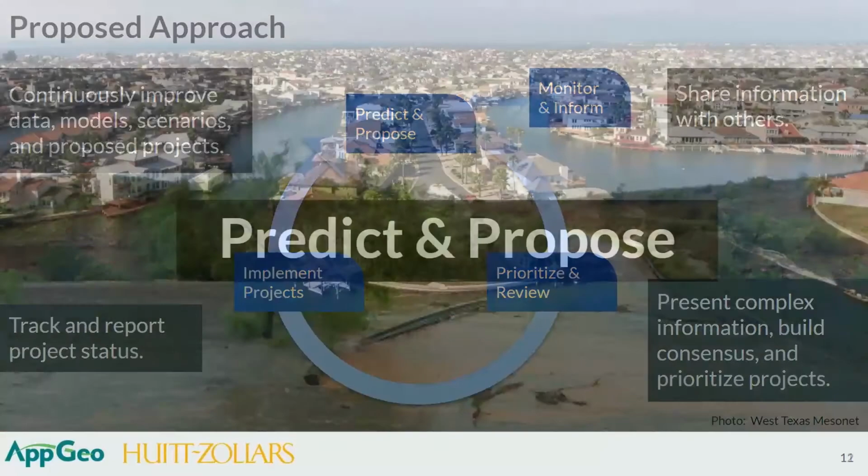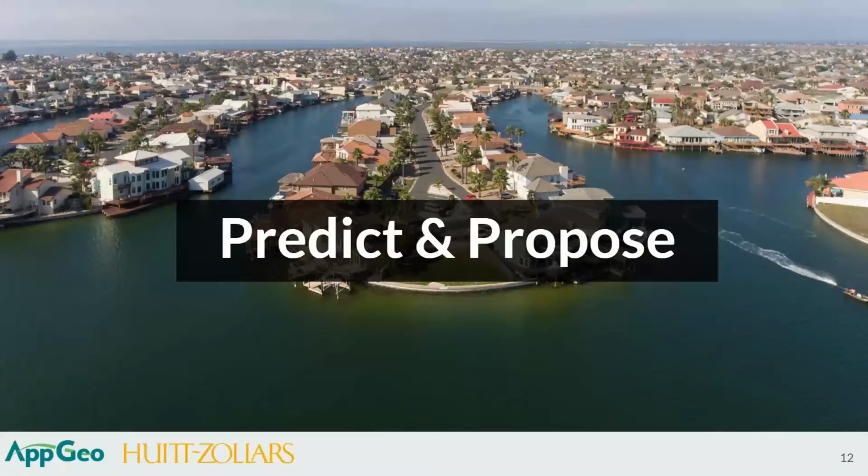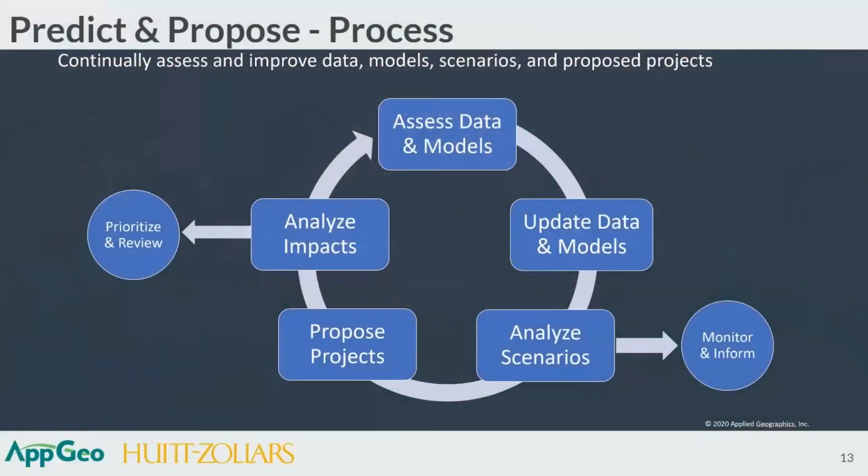So with that, let's jump right into this first section of predict and propose. And really the predict and propose, there's a circular flow within this step. We begin with assessing models and data. We're going to work with stakeholders to understand what's available. A big key to this is what is available, how accurate and complete is it, and where are there gaps. It's going to be a big aspect of this study.